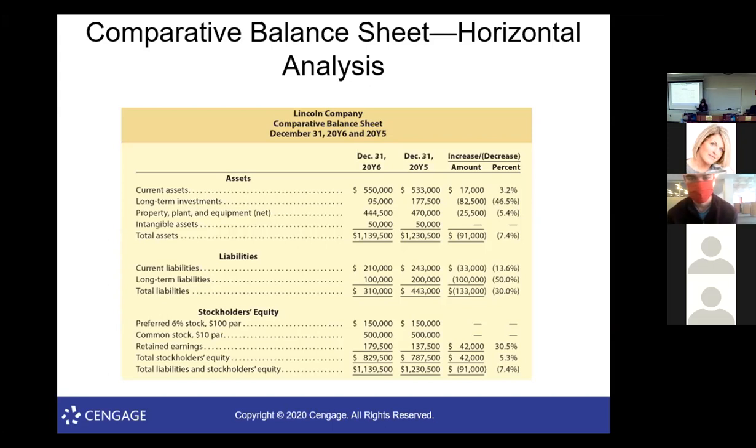So again, a horizontal analysis, very easy to prepare. You're going to have to do it as part of your application assignment. But again, all you're doing is taking the dollar change by account or by line item and dividing that dollar change by the base year to come up with the percentage change. Any questions on the horizontal analysis?